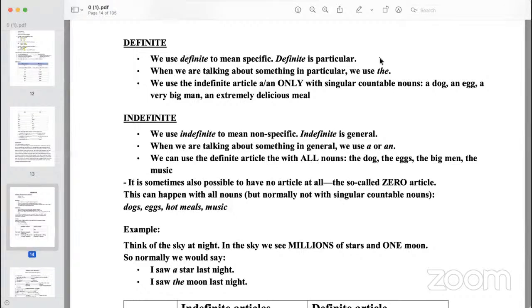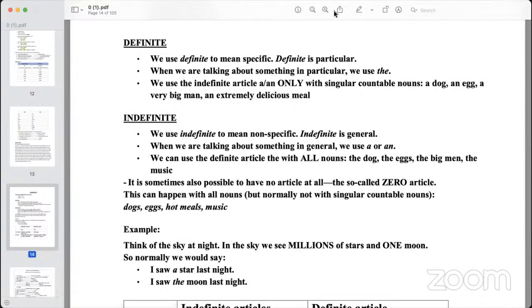We use the indefinite article a and an only with singular countable nouns. And nouns, you all know what nouns are by now. Nouns are like a person, place, or thing. But singular countable nouns are just one. So a dog, you're talking about one dog. An egg would be one egg. You're referring to one egg. A very big man, you're talking specifically about one person. And an extremely delicious meal.